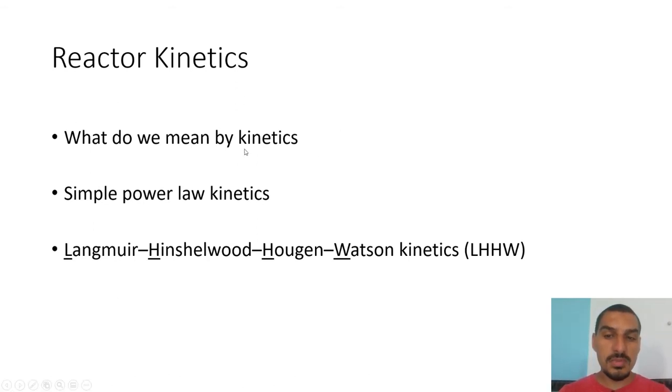So we'll understand what we mean by this word, what is the reactor kinetics, and we will cover two of the most famous kinds of kinetics, the power law kinetics, and the Langmuir-Hinshelwood kinetics, which is LHHW. This is kind of complicated and a long process to work with, so I'll not talk about this type of kinetics today. I'm going to keep it until after finishing the power law kinetics and solving the example on Aspen Plus, and then we will move to this, so that we don't get confused between both equations.